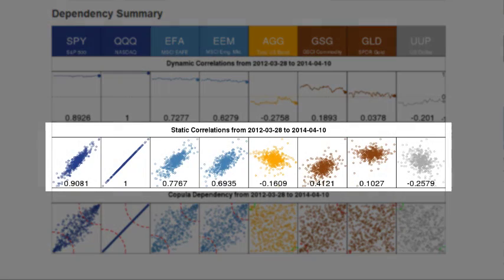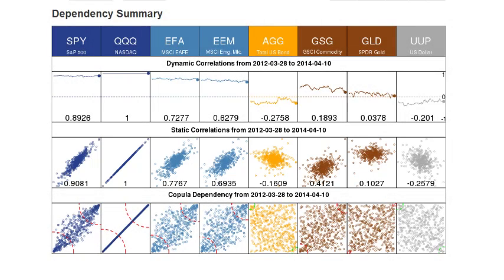The second row computes the traditional correlation and presents a scattergram of returns. Not surprisingly, we observe stronger correlation relationships with other equity ETFs.